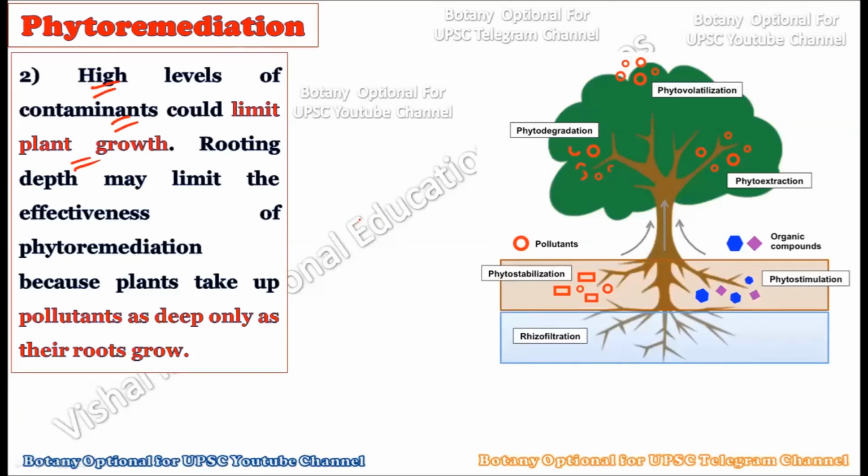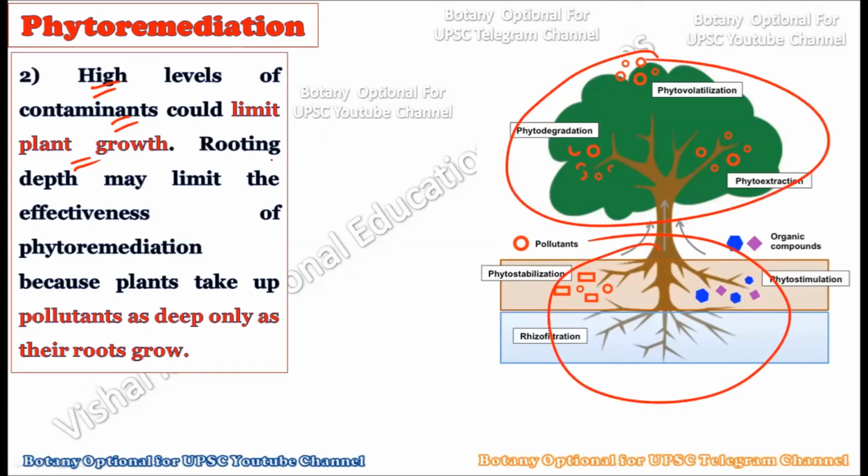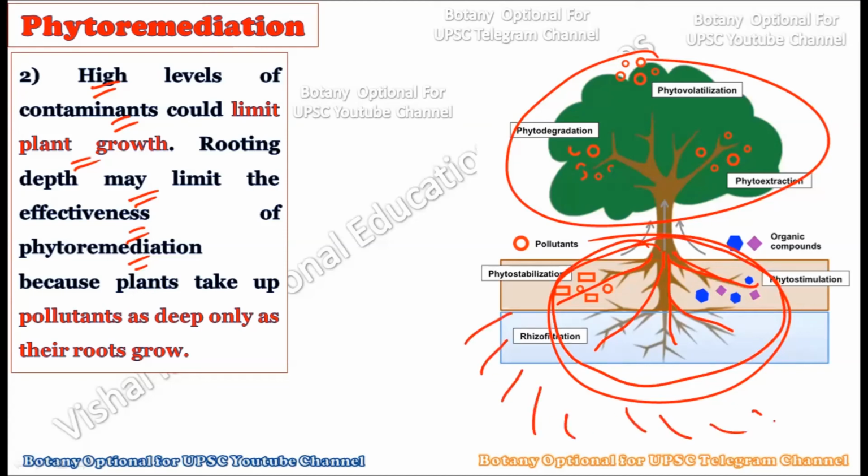For example, if there are many contaminants present within the rhizosphere, then in such a case the plant will not grow properly, because these contaminants are a little like a poison, and hence absorbing this poison will limit the plant growth. Rooting depth may limit the effectiveness of the phytoremediation as well. That is, if the roots are growing till this far, for example, as you can see in this picture, the area of working is this only. Okay, now this portion of the soil is not cleaned up by this particular phytoremediation technique.